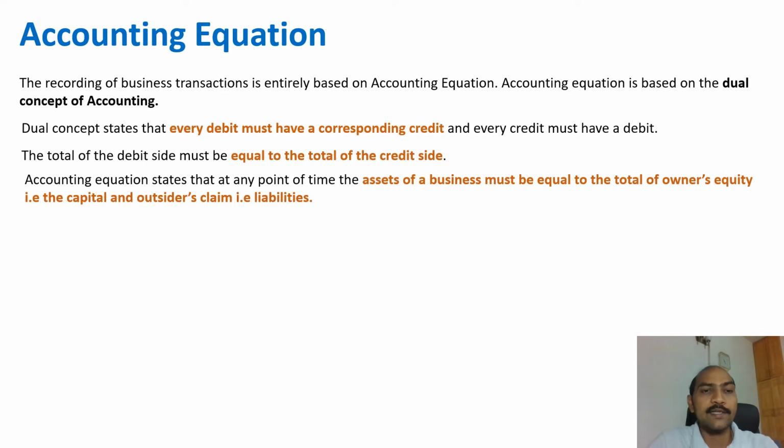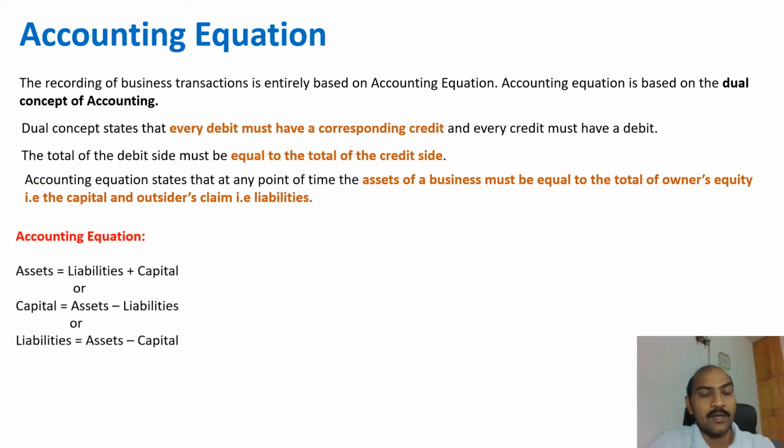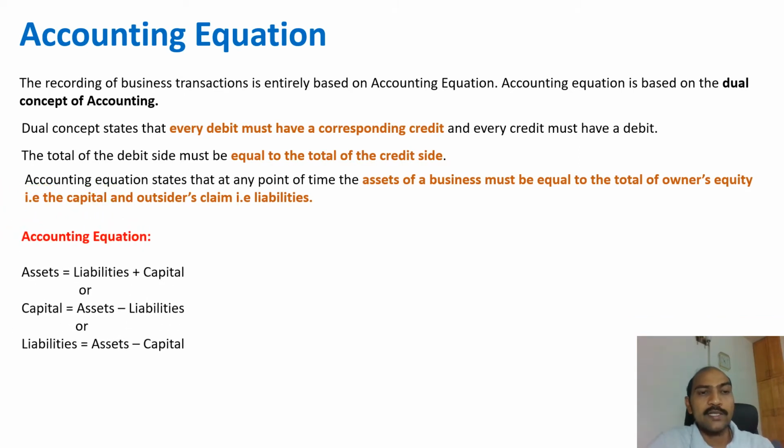The accounting equation states that at any point of time, the assets of a business must be equal to the total of owner's equity, that is capital, and outsider claims, or liabilities. So the equation is: total assets equal liabilities plus capital. From the same formula, if you want to derive capital, it is assets minus liabilities. Similarly, if you want liabilities, it is assets minus capital.